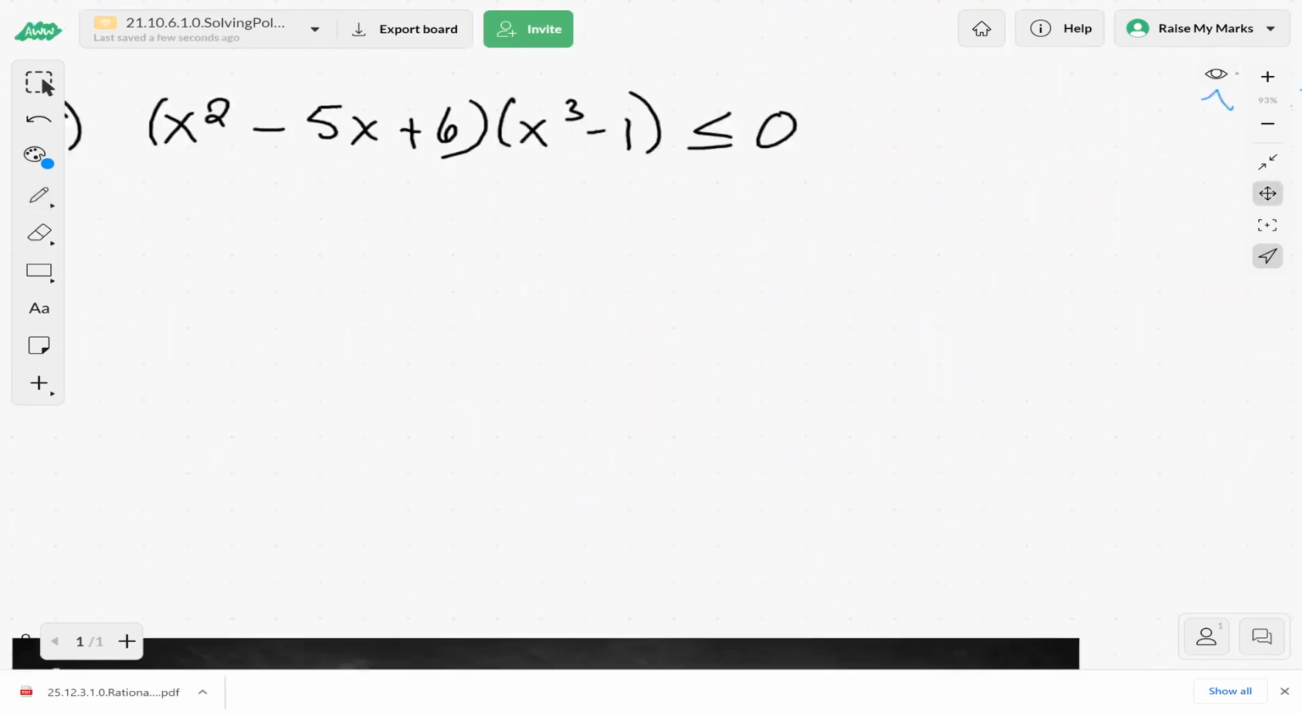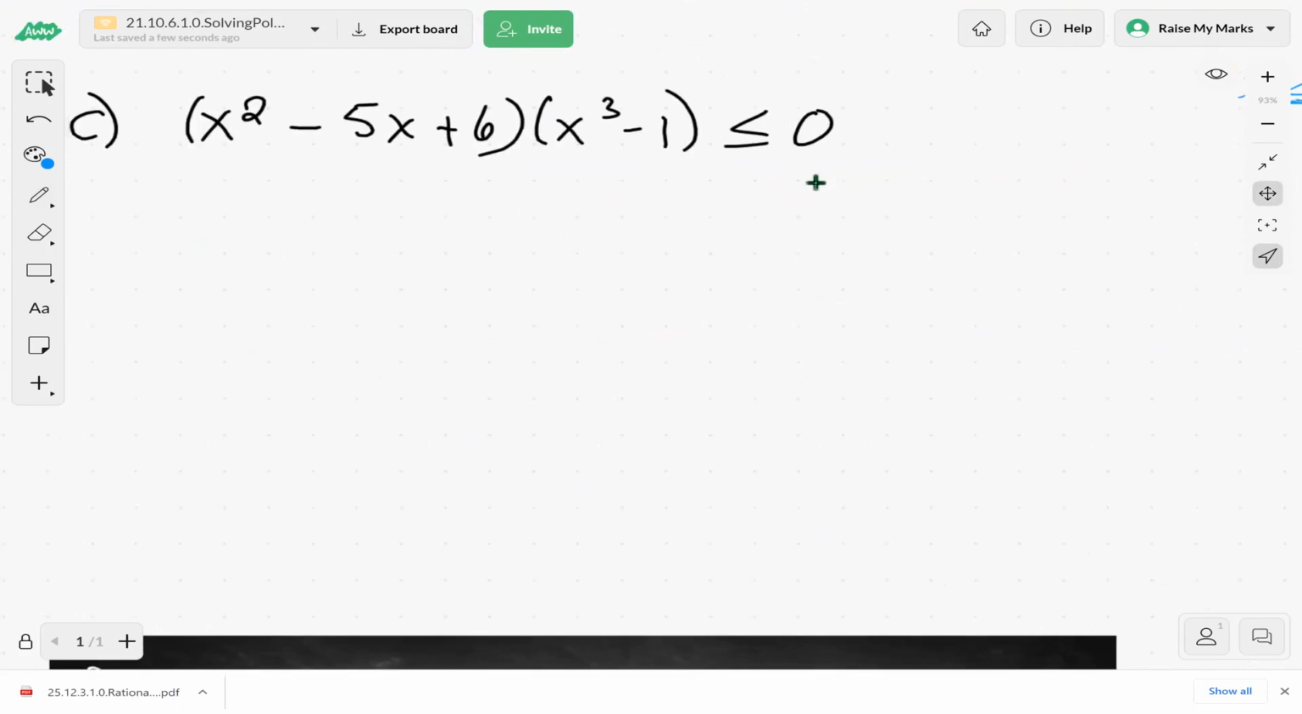All right, so looks like we have one more. We have quite a few here today. Okay, so our function is x squared minus 5x plus 6 times x cubed minus 1. All right, so we need to determine when this is less than or equal to 0. Again, let's factor.